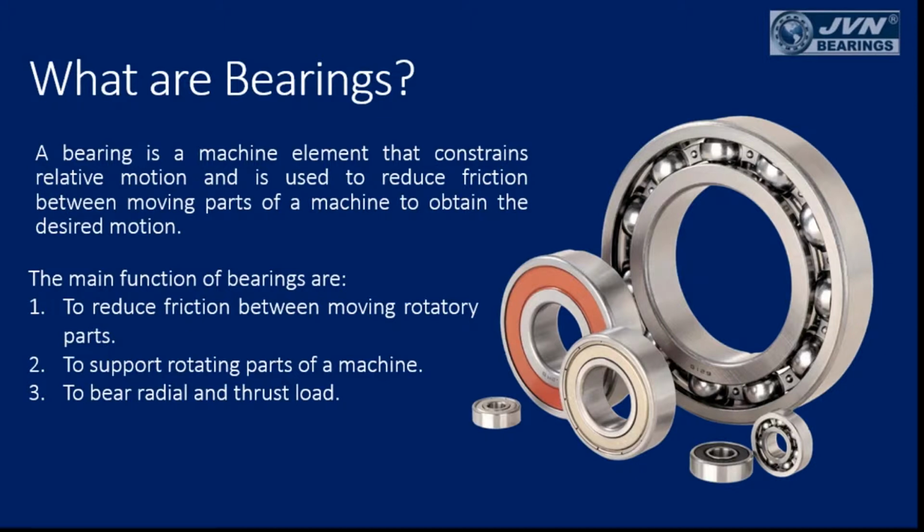For example, in fans, in cars, in cycles, in skateboards, mixers, etc. There are basically two types of loads in bearings: one is the radial load and the other is the thrust load. Now, what is a radial and thrust load?